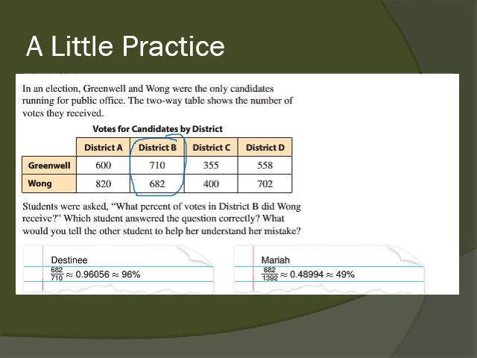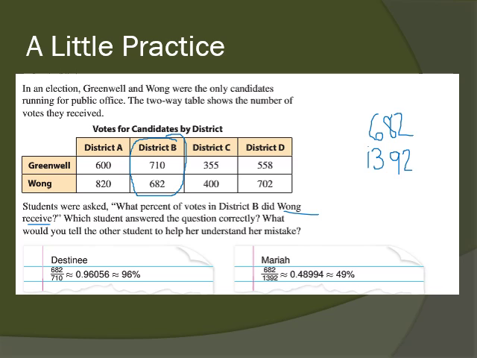That's your total. You need to add up that category. So 710 plus 682 would be 1392. That's the total in District B. And then we're looking for Wong. How many did Wong receive? And that'd be the 682.